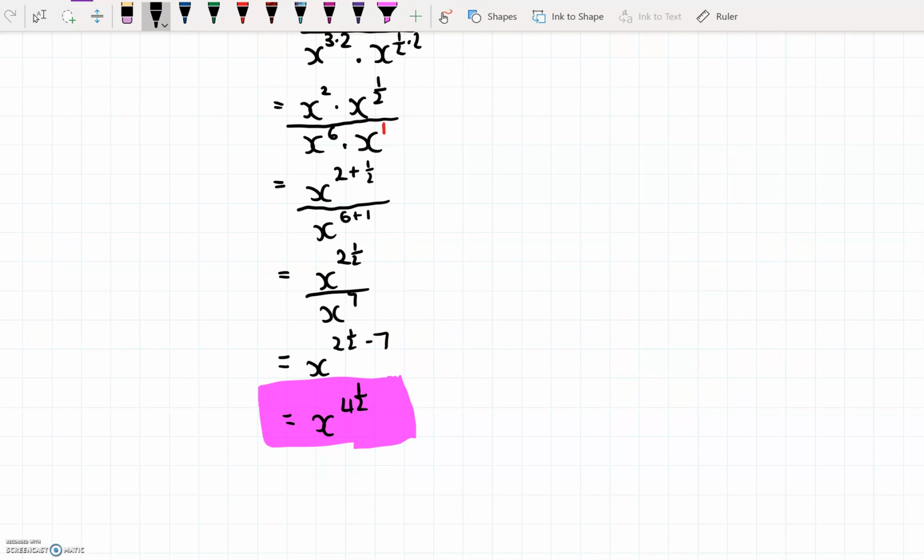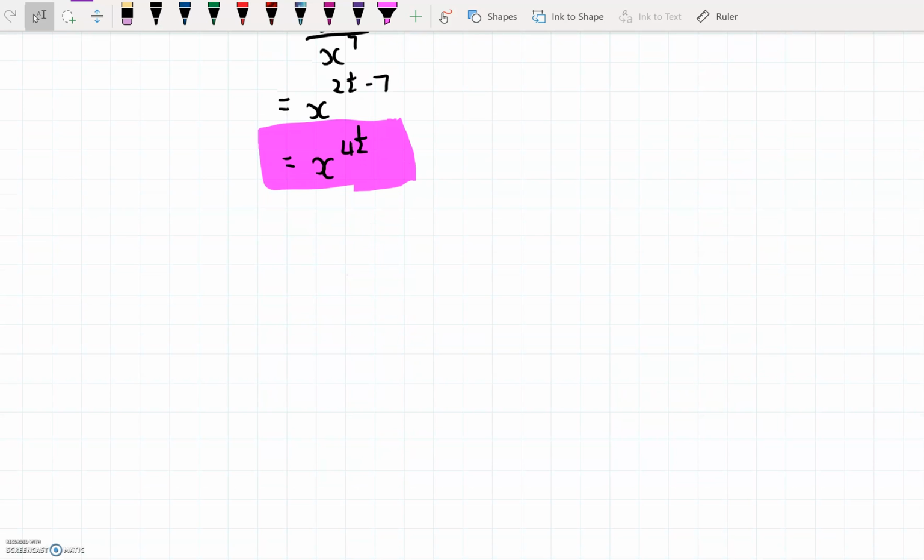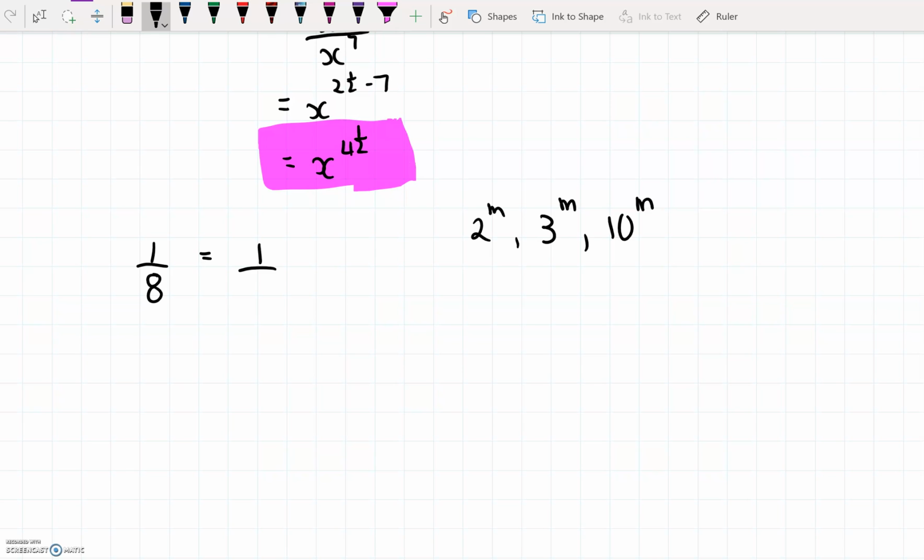Okay, so you are also going to have to work with numbers here. So if I said we have 1 over 8, and we want to write that as a power of 2 to the power of m, 3 to the power of m, or 10 to the power of m. We want to do them all like this. So 1 over 8, you've done this one before. That's the same as 1 over 2 cubed, which is the same as 2 to the power of minus 3.